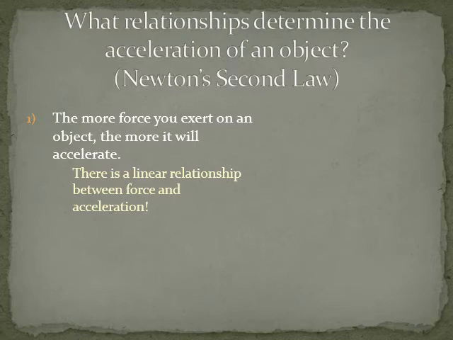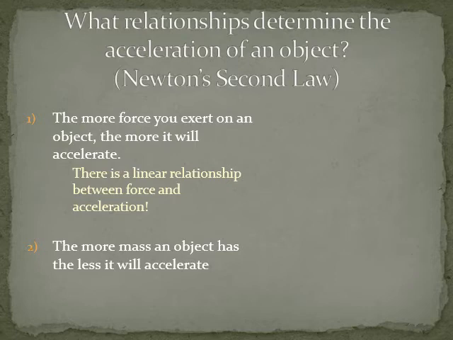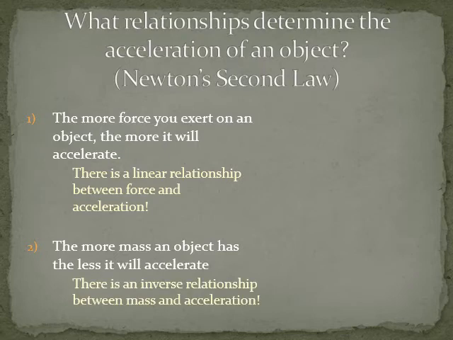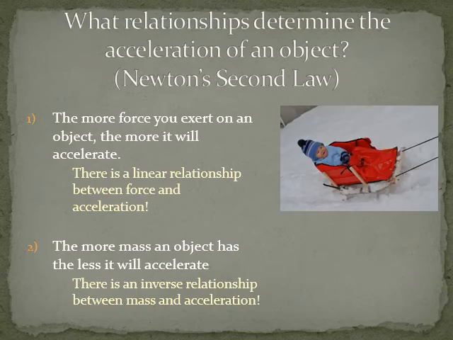There's a second relationship, which has to do with the amount of mass an object has. And you can probably picture that an object with a very small mass is much easier to accelerate than an object with a very big mass. So the more mass an object has, the less it will accelerate, which means there is an inverse relationship between mass and acceleration.